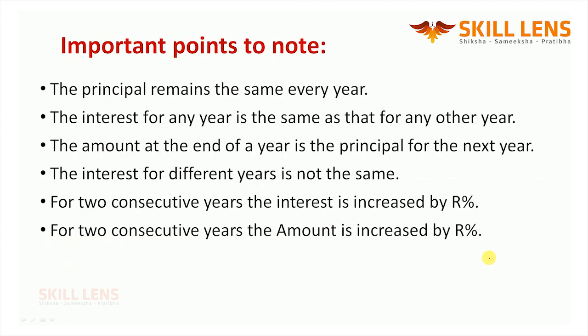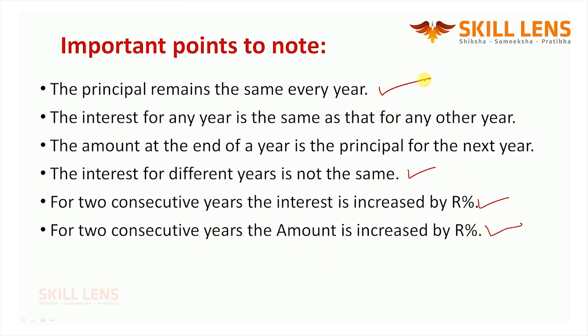The principal remains same for the year. The amount at the end of the year is the principal for the next year. The interest for different years is not same. So this is regarding your compound interest. For 2 consecutive years, interest is increased by R%. For 2 consecutive years, the amount is increased by R%.